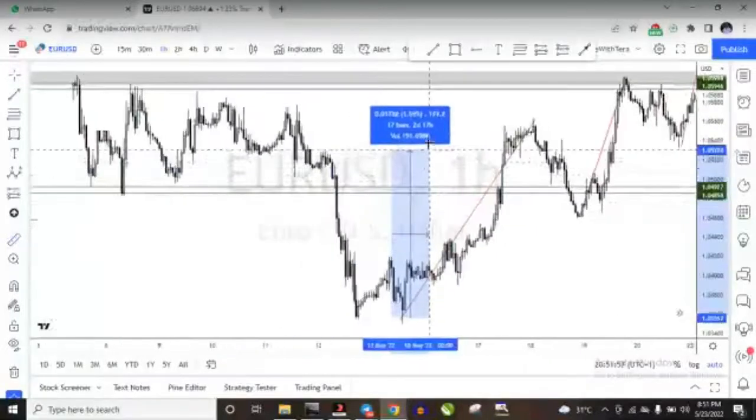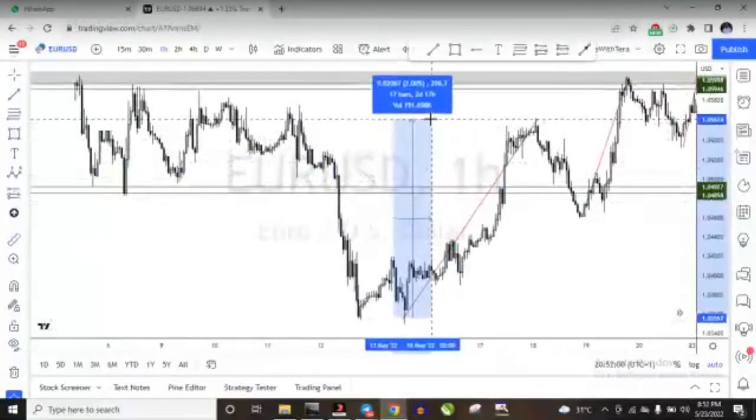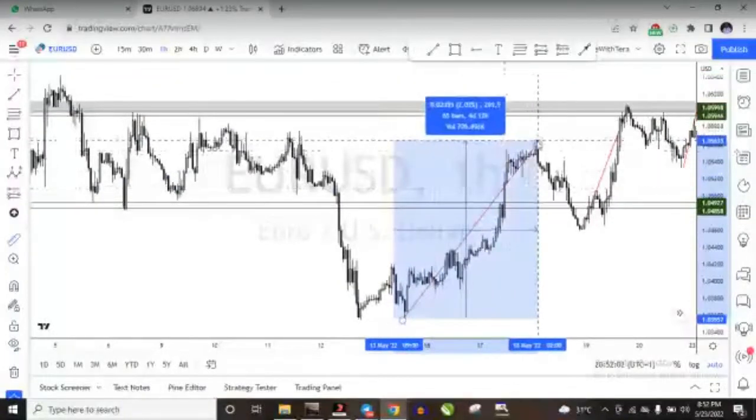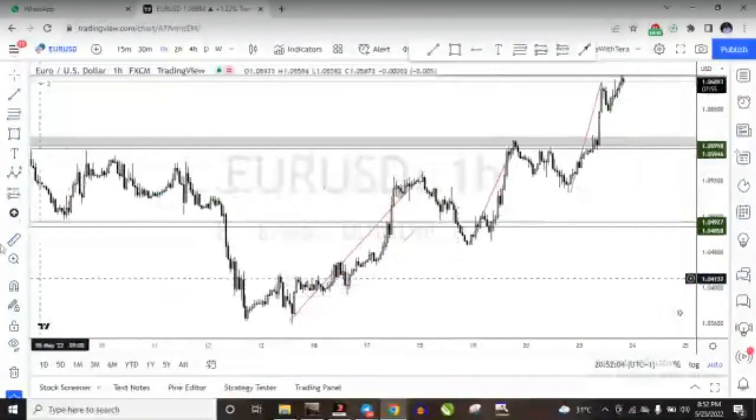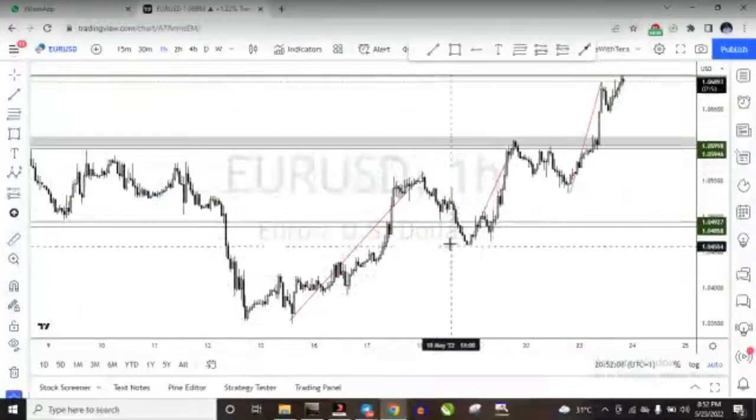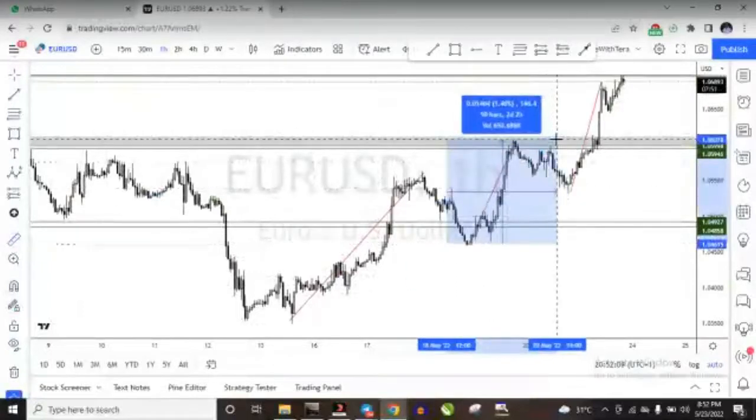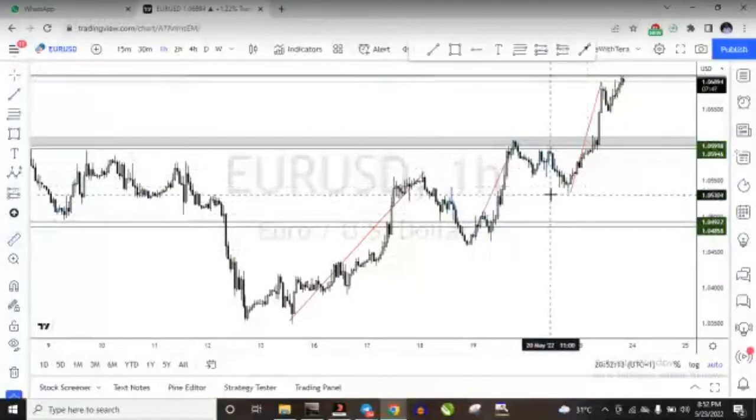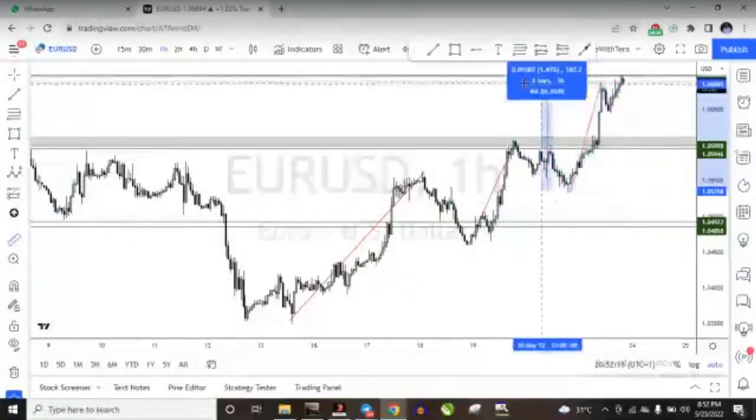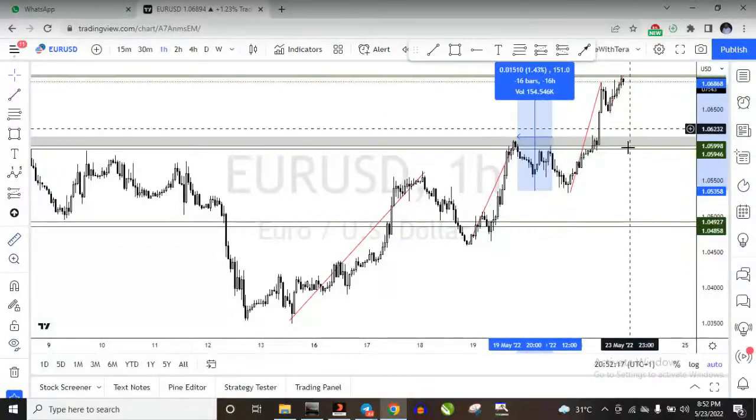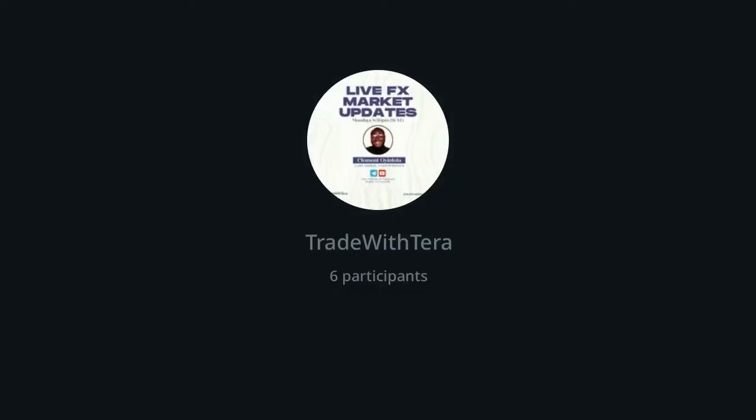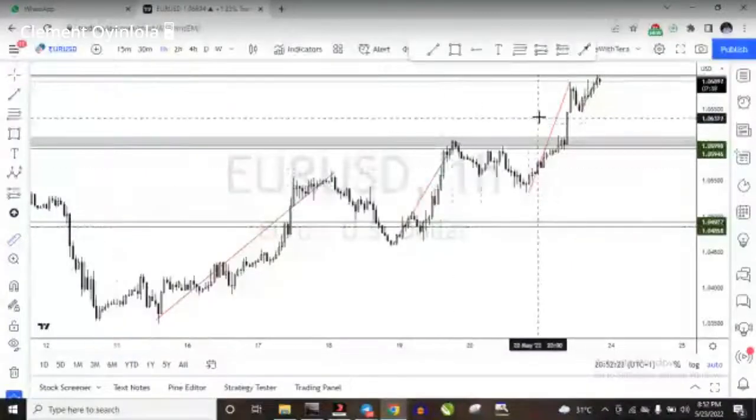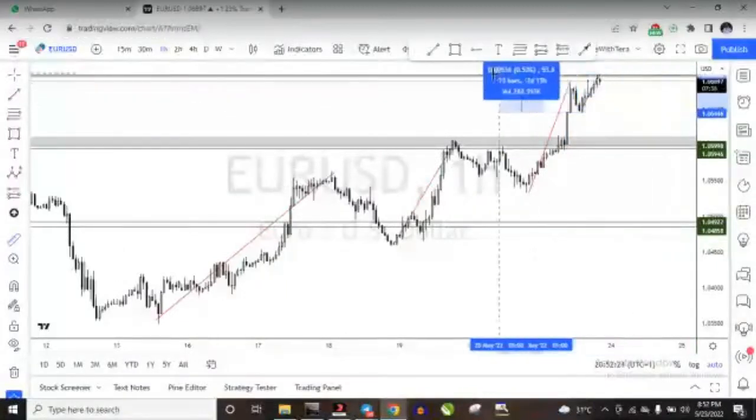Now if you look at this from here, this is about 206 pips. Now look at it from here, it has reduced to 146 pips. Now look at it from here, that's about 150 pips, and it has obviously reduced from here too. That's reduced from here to here, to 48 pips.